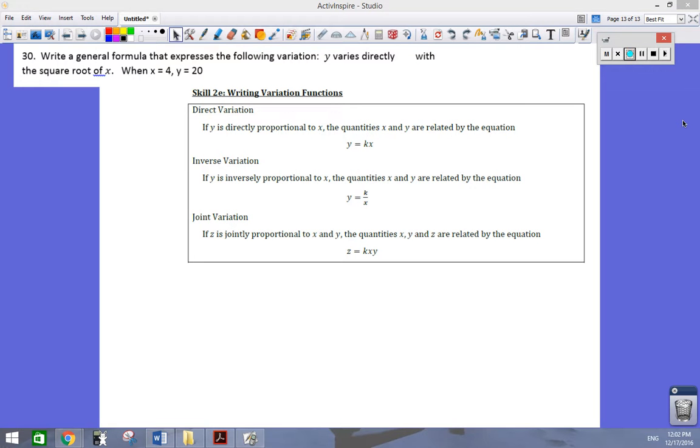We're taking a look at semester review problems, and here at the end of skill packet 2, we looked at variation functions. I cut and pasted the key words here. When we have direct variation, we think multiplication. K is always going to be part of our problem, and K is just a constant. As X and Y change, K remains constant.